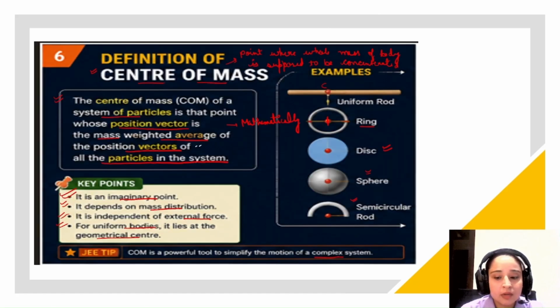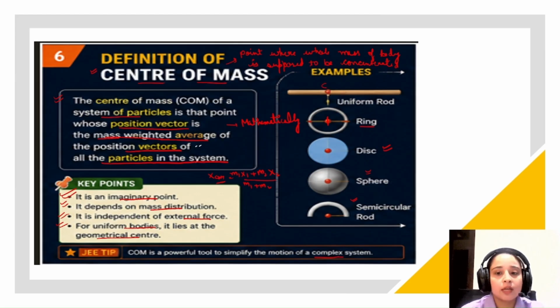Let me give you the definition. The center of mass of a system of particles is the point whose position vector is the mass weighted average of the position vectors of all the particles. So the mass weighted average here is m1 x1 plus m2 x2, divided by the total mass of all the particles, m1 plus m2.